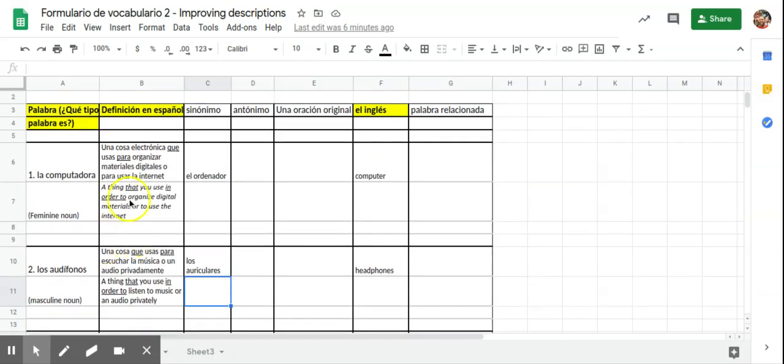You're also going to have to include the definition in English so that it helps you study. Let's work through one example. Actually, let's work through two examples, and then I'll let you go to work. So the first one here, I have una cosa electrónica que usas para organizar materiales digitales o para usar la internet. And you're just like, oh, that's really long. It is, but you recognize most of those words.